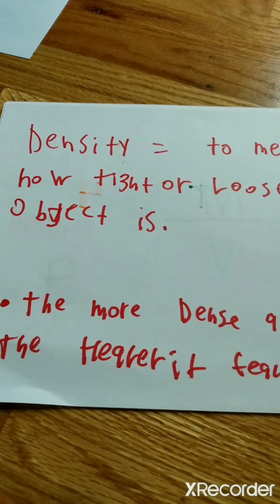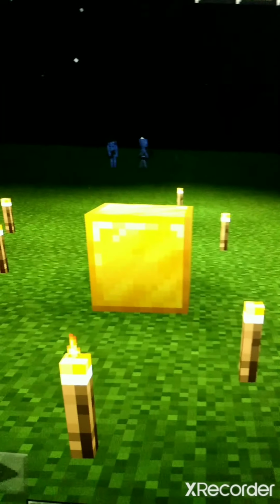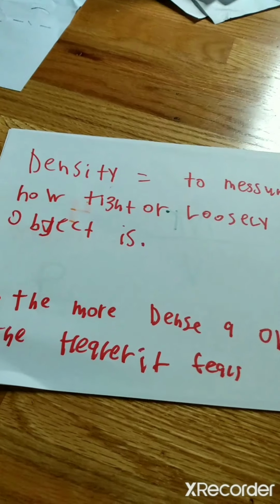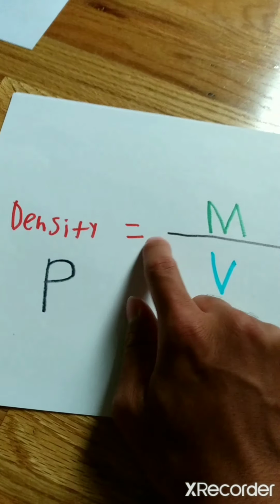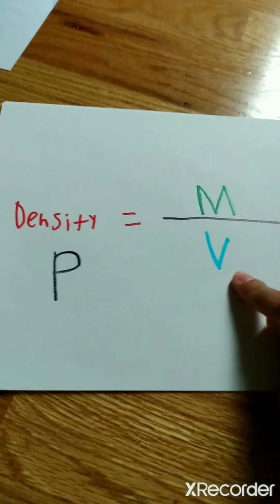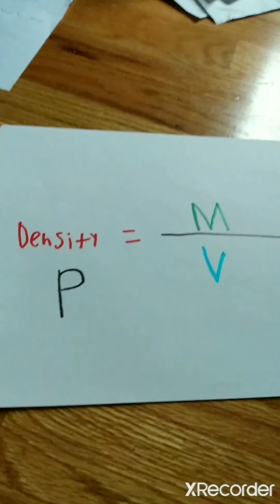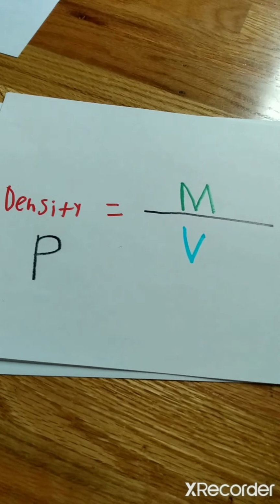To understand what density is, we're going to try to find the density of a gold block in Minecraft. But how do we find that? Well, there is a formula that we're going to follow. The formula is the density, or the letter P, equals the mass divided by the volume. So that's the formula to find the density of that gold block. Let's try solving for the density of that block.